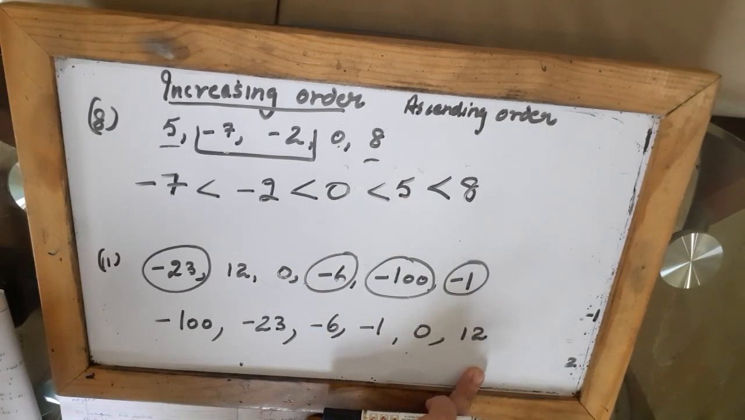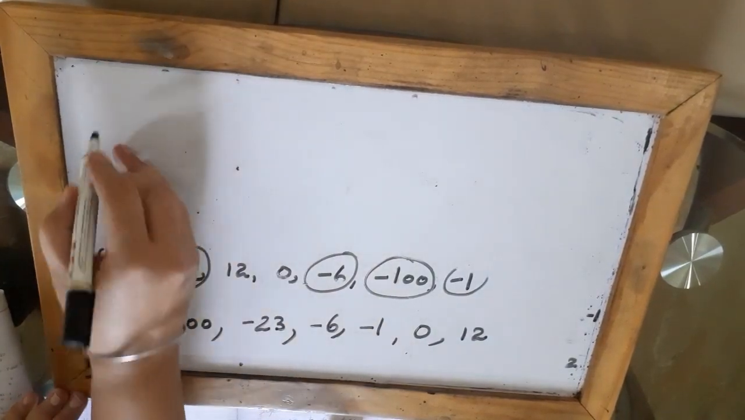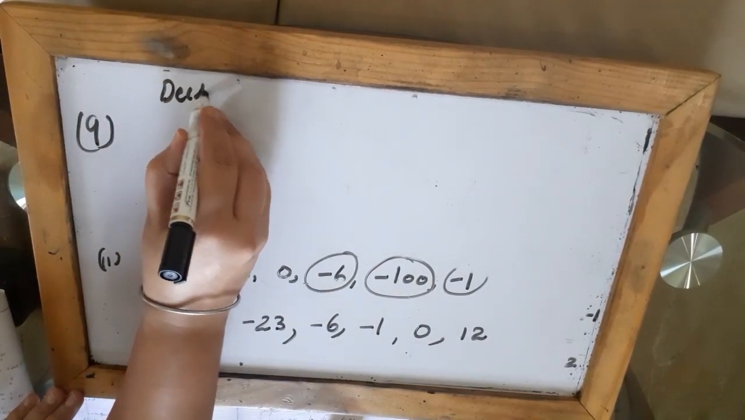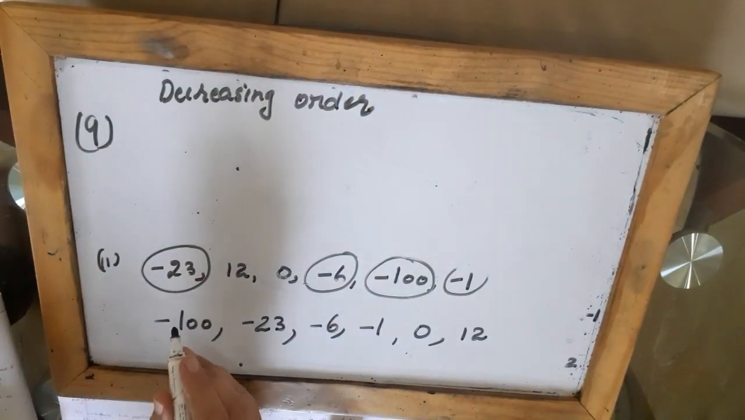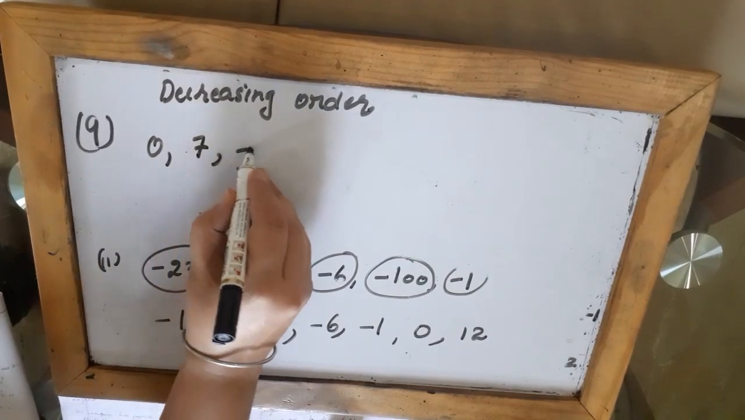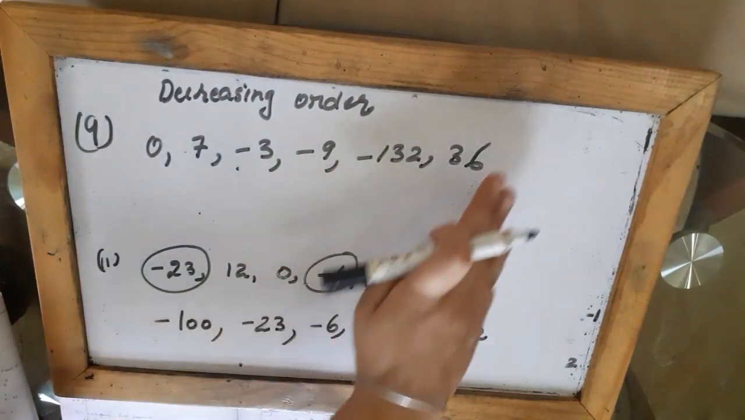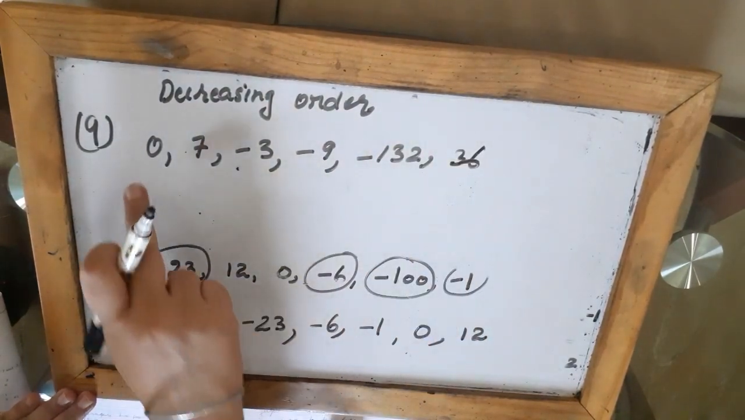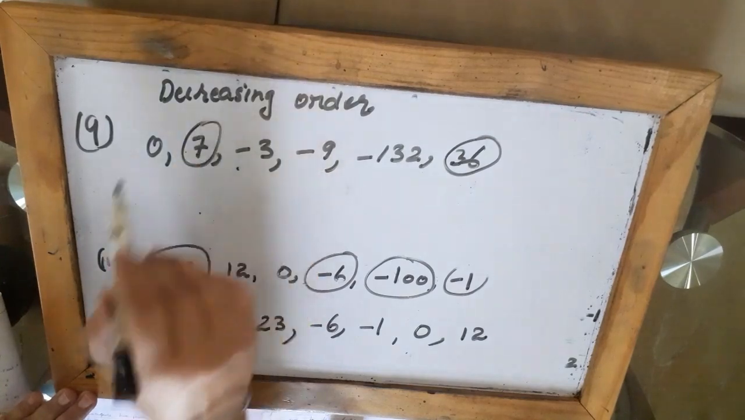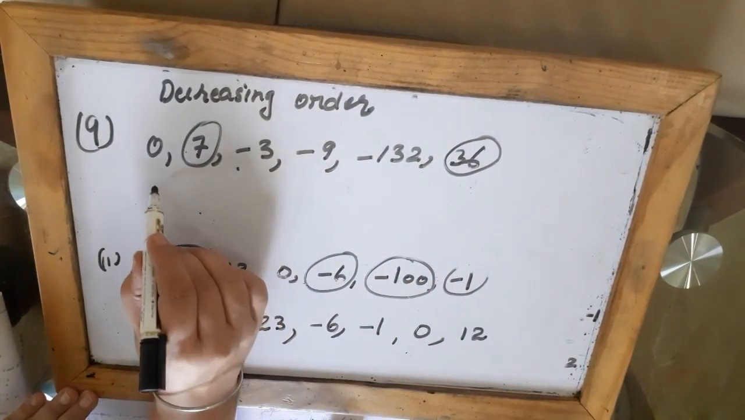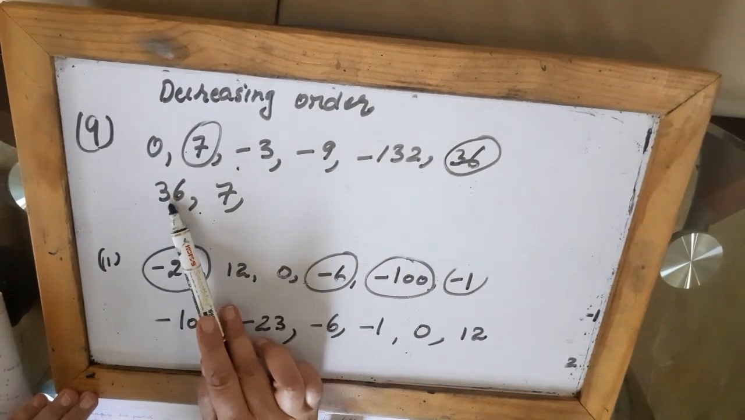And in the ninth question, they have asked you to put in the decreasing order. So let me do one example from there. In the ninth one, we have to put in decreasing order, means I have to put them in the descending order, means I have to start from the largest one. So if I have to start from the largest one, I know that the positive numbers are bigger, then 0 also, and then the negative integers. So which are the positive integers? 36 and 7. And positive integers, 36 is bigger than 7. So I have to start from the largest number. So 36 is the largest positive number.